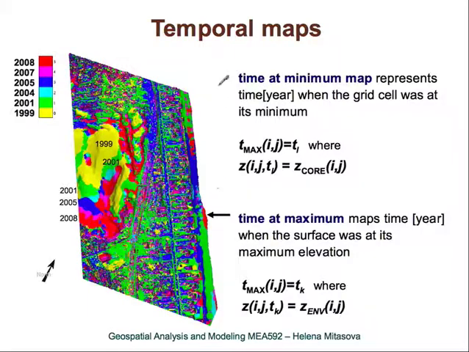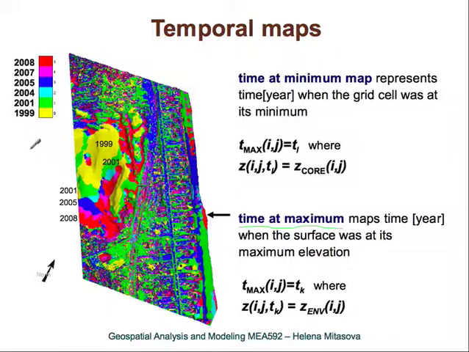Then we can also derive temporal maps. So we know the spatial distribution of core and envelope, and now we would like to know what was the time when the elevation was at minimum and what was the time when the elevation was at maximum. And here we have an example of such a map. The colors here don't mean elevation, they mean the year when the elevation was at maximum.